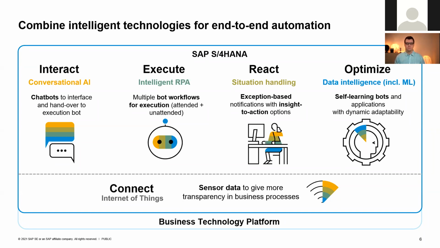Secondly, with SAP Intelligent RPA, we give you the opportunity to execute tasks on a more frequent, more repetitive scale. You know, who likes filling out Excel sheets or uploading them to the next system? So we should leave that to the bot and focus on the more higher value tasks.